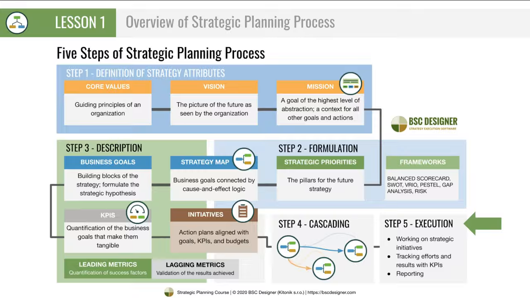Step 5, execution. In step 5, the strategy is ready for execution. We start working on the strategic initiatives, track their implementation with the key performance indicators, report to the stakeholders, and learn something new along the way. In that step, we'll talk about the best reporting and performance measurement practices.